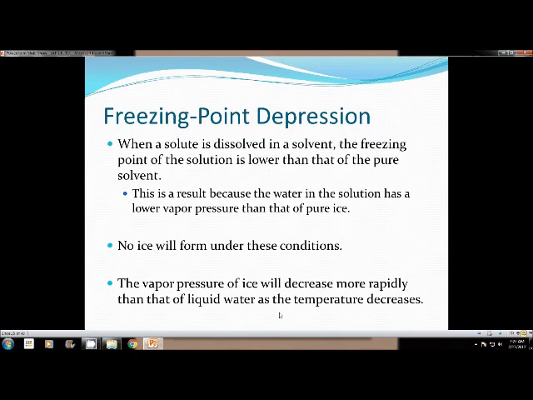Freezing point depression happens when you lower the freezing point to be lower than that of the pure solvent. So when you have a solution and the freezing point is lowered.